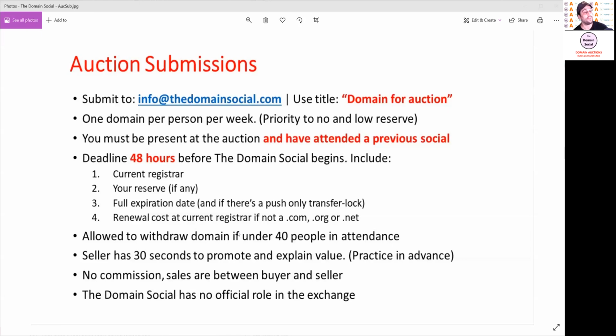If on the day of the auction, there's less than 40 people in attendance in the social, you'll be able to withdraw it at the last minute. That's not a problem. We want to make it as friendly to people submitting domains as possible.